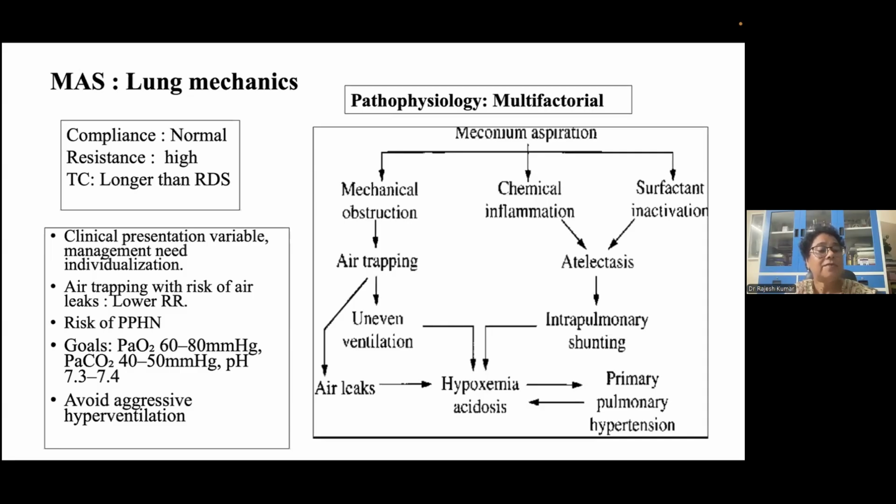There is also risk for PPHN. So the PaO2 goal should be between 60 to 80 millimeter mercury, with PaCO2 of 40 to 50 millimeter mercury. That is, permissive hypercapnia can also be there, with pH level of 7.3 to 7.4. We need to avoid aggressive hyperventilation.